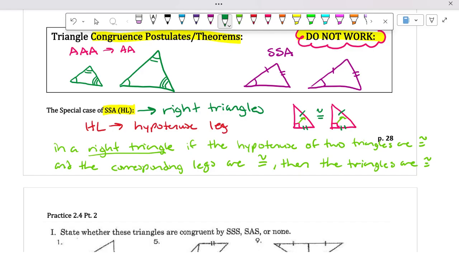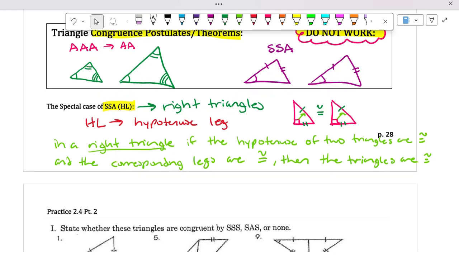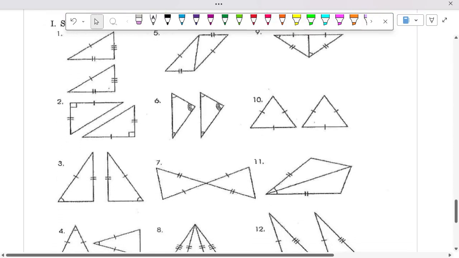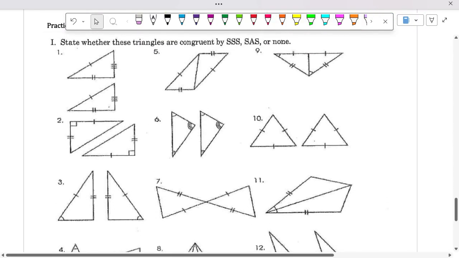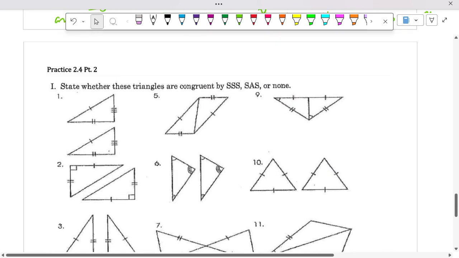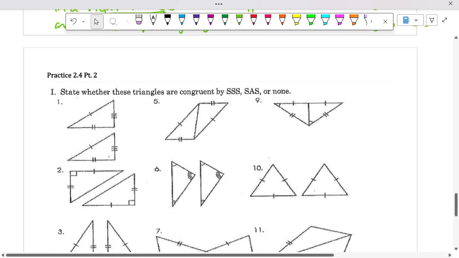All right. Any questions on these postulates? All right. So let's just do a couple more practice, just to be quick.